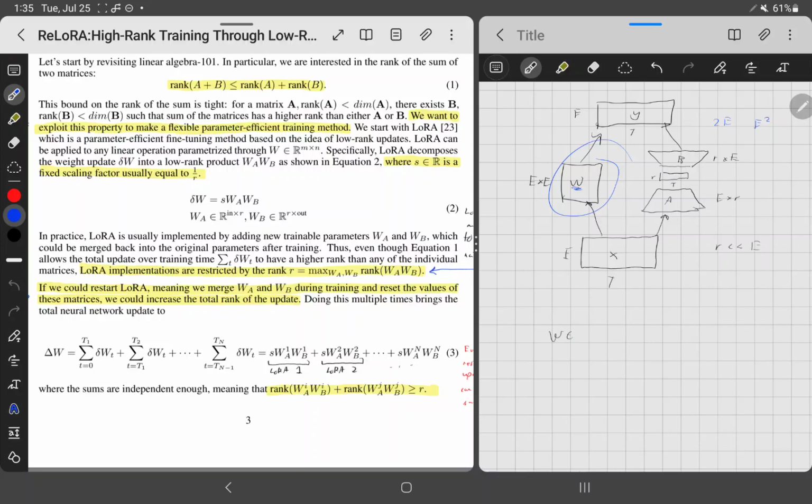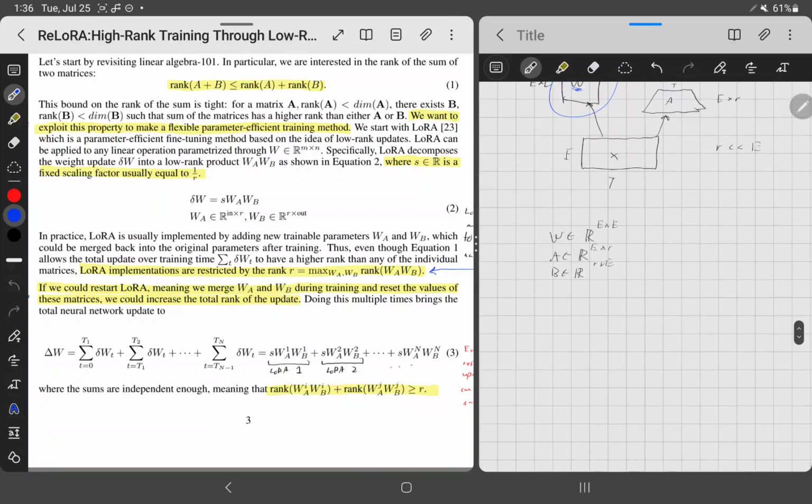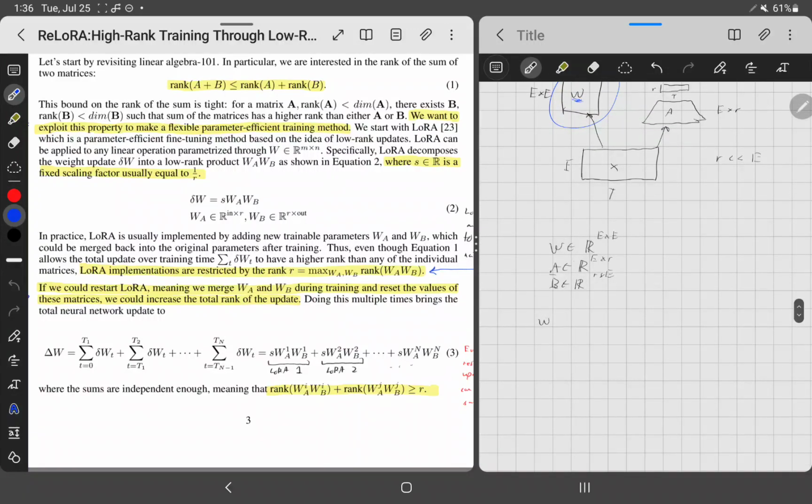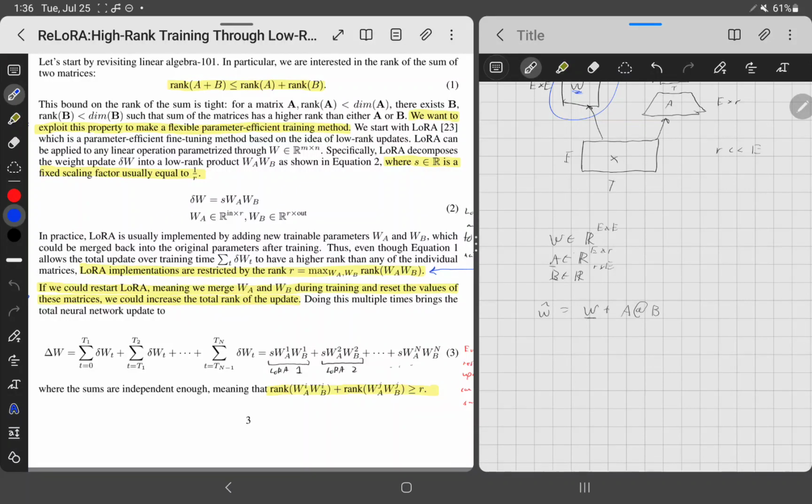So you have your W, which is in R E by E. You have A, which is in R of E by R, and then you have B, which is in R of R by E. And you can basically combine these weights into a single weight after you're done training A and B by saying W hat, so our new weights, are equal to W plus A matrix multiplied with B. So those are your old weights and these are your new weights, and then A multiplied by B would multiply along the R dimension, the small dimension, and that gives you your full E by E matrix.